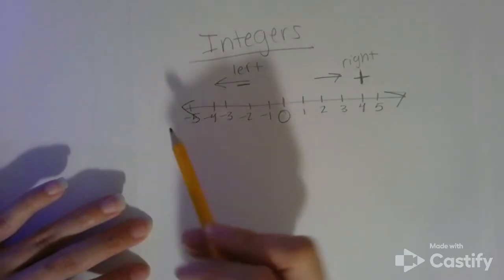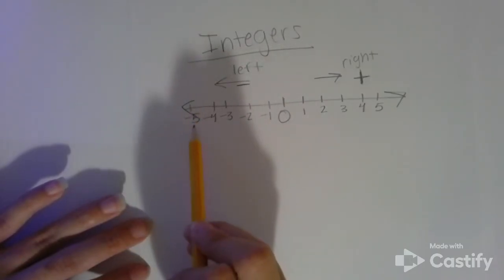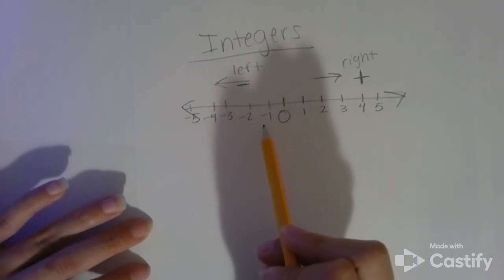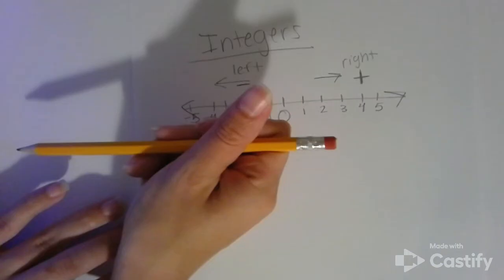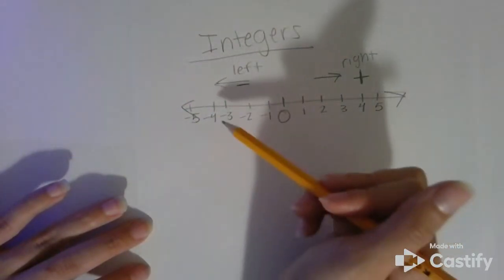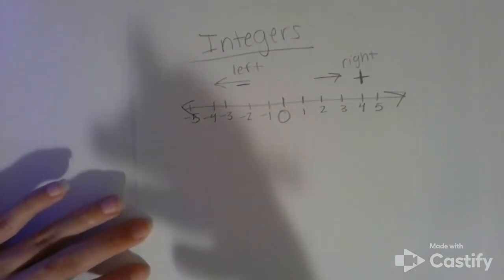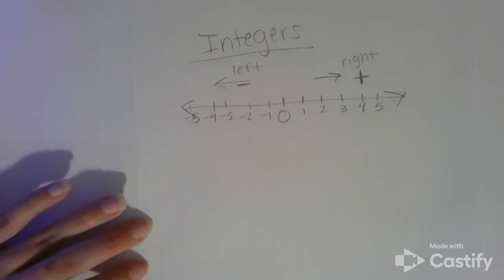And you have to think about it as if somebody takes $5 from you, you now have less than you did if they only took $1 from you. So as we move more left on the number line, those values are getting smaller. The more negative it is, the smaller the value is.